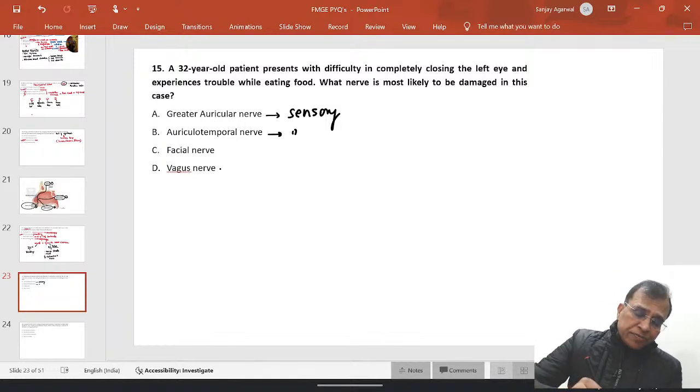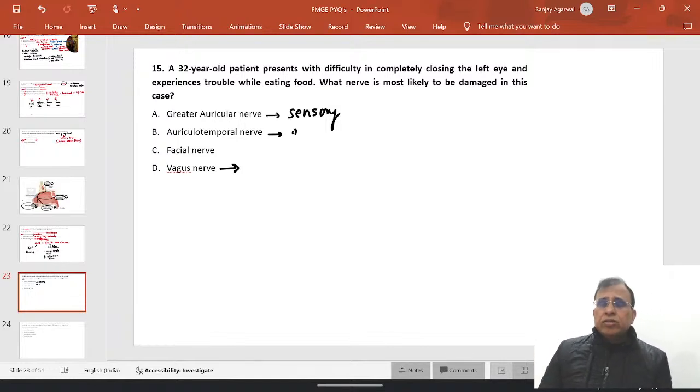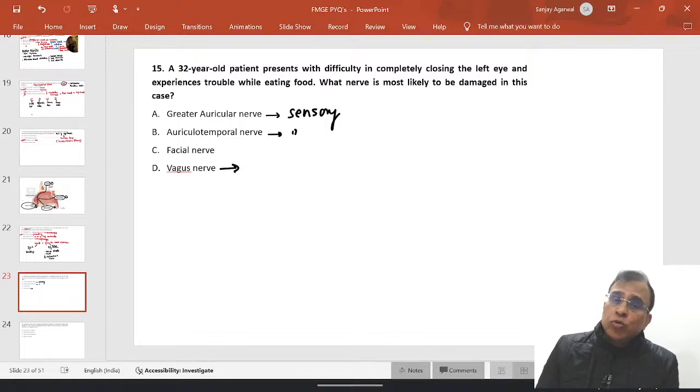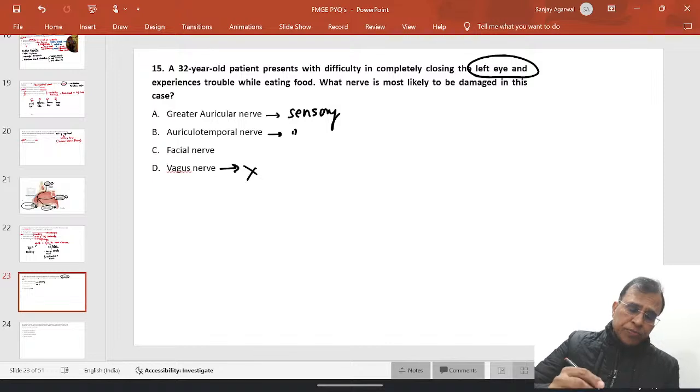And the vagus nerve, we all know, goes down. It supplies the larynx and beyond, below that. Vagus does not supply the eye. It has nothing to do with the eye. So if the eye has a problem, vagus is already out. So the only nerve possible is the facial nerve.